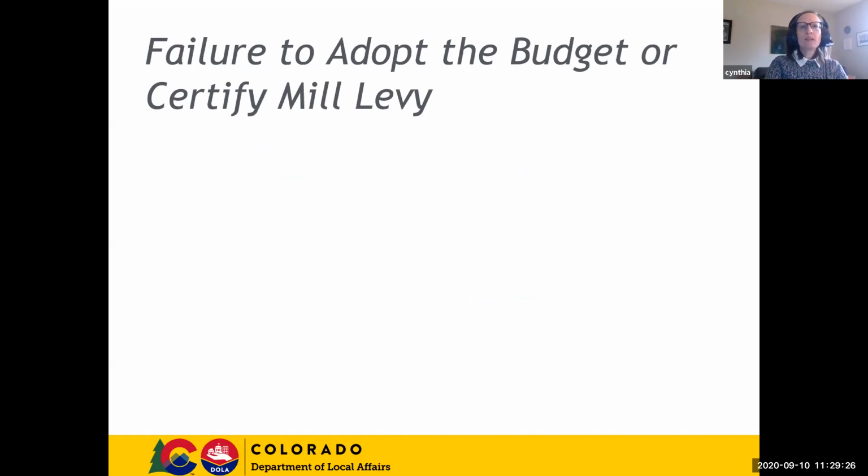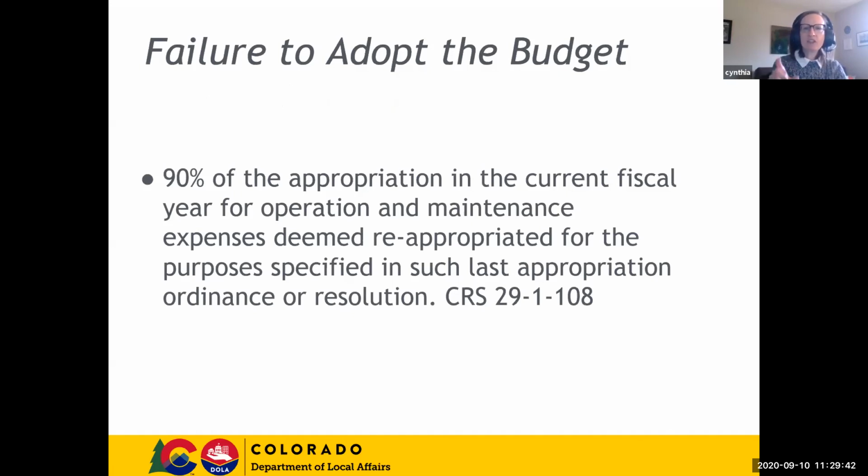Some other statutory aspects of budget adoption that especially are relevant to assessors: failure to adopt the budget or certify the mill levy. Failure to adopt the budget is within the budget law in Title 29. And in the event that a board, for whatever reason, maybe it's a very small local government that there's one person, one volunteer that makes it go, and that person just had some kind of emergency and didn't adopt the budget. Or maybe the board, this is really rare, but maybe the board is just at an impasse and does not get the budget adopted by the deadline.